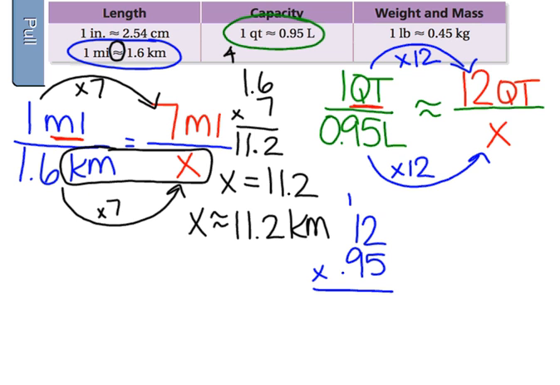5 times 2 is 10. 5 times 1 plus 1 is 6. Then we'll do a 0 placeholder. 9 times 2 is 18. 9 times 1 plus 1 is 10. And add the digits.